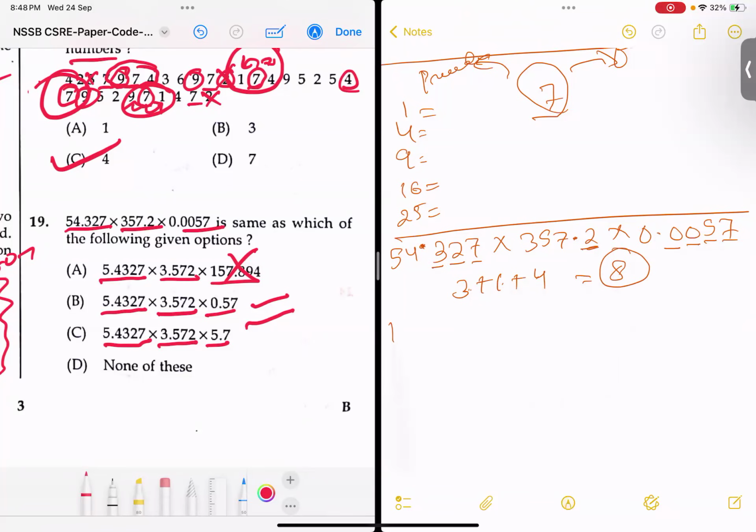Now if you look at option number B, here we have 4 digits after the point. Here we have 3 digits after the point, right? And here we have 2. So this will be 9, right? So it's not correct. It should be 8. In C, we have 4, plus 3, plus 1, which is equal to 8. So the correct option should be C, okay?